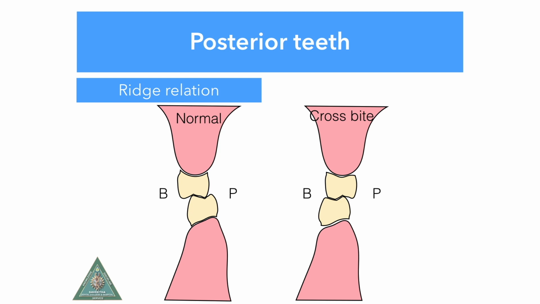And ridge relation is important as well. Mostly the mandibular ridge falls in line with or within the maxillary ridge. You'll give a normal class 1 relation. Whereas for some patients, in case of advanced resorption, the mandibular ridge seems to lie outside the maxillary ridge. For those cases, you need to give a crossbite relation.